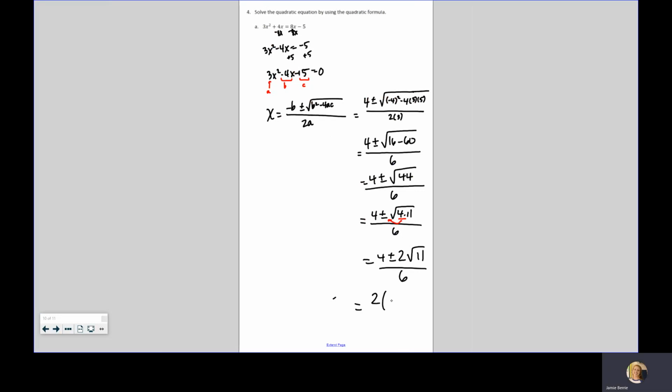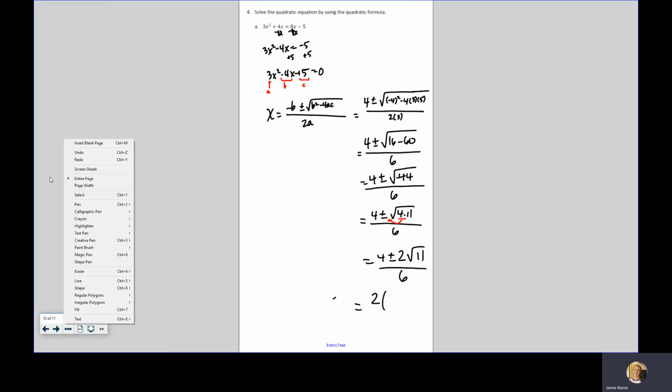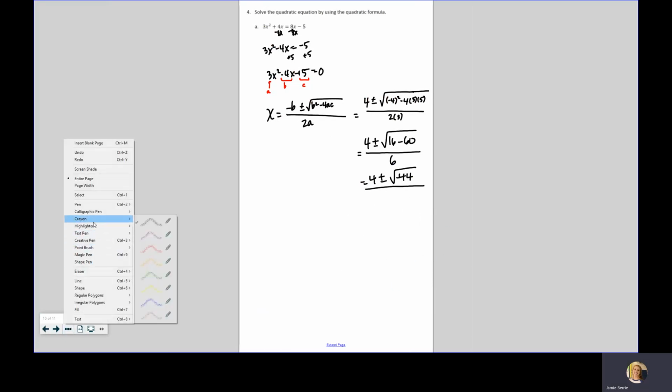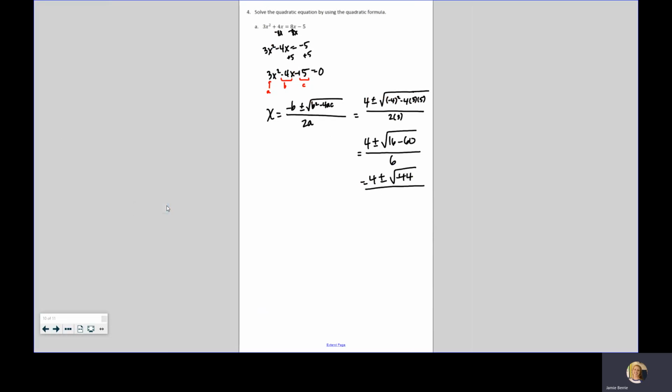Oh my gosh, I'm so sorry, you guys. That's supposed to be negative 44. Whoa, that was a close one. Let me back this up a little bit. This isn't wrong, I just don't have room to write in my negative, so I'm going to rewrite it. I just realized that 16 minus 60 was supposed to be negative 44, not just 44. That was my bad.